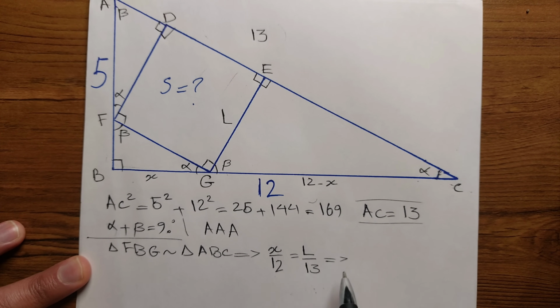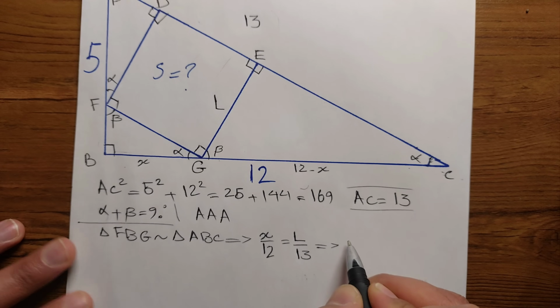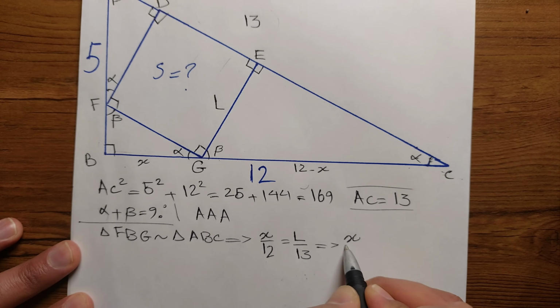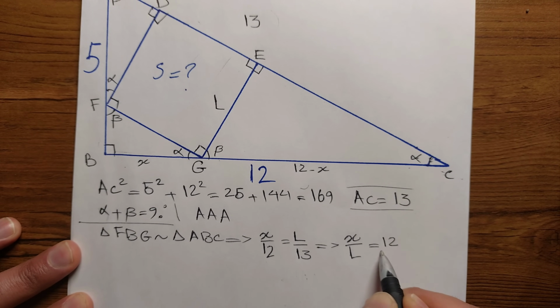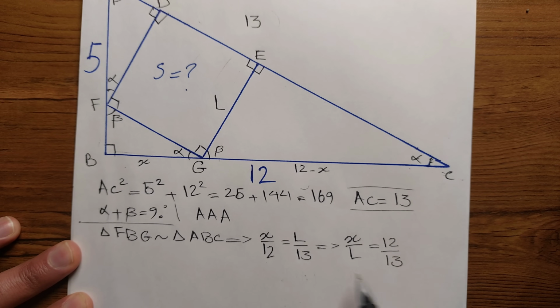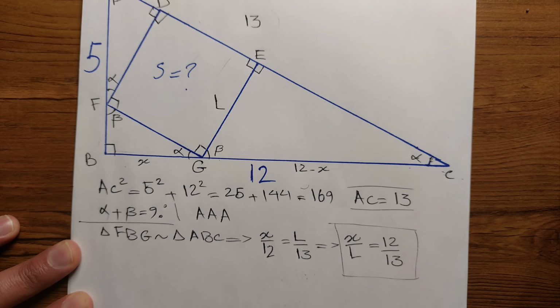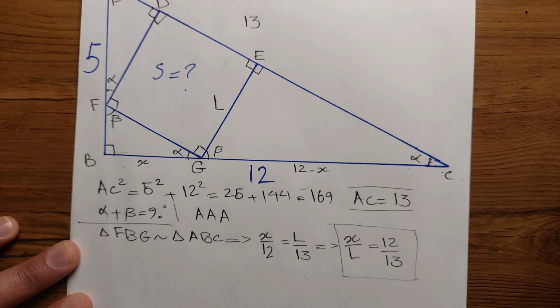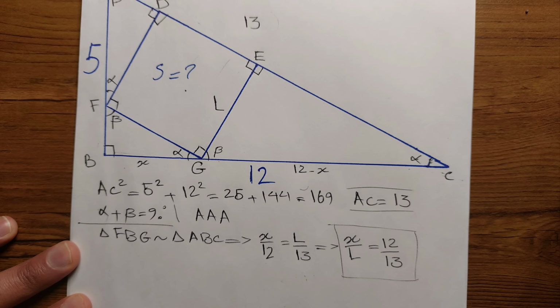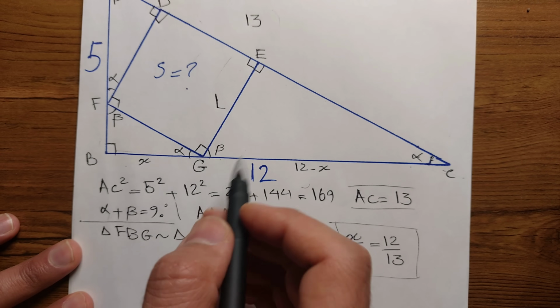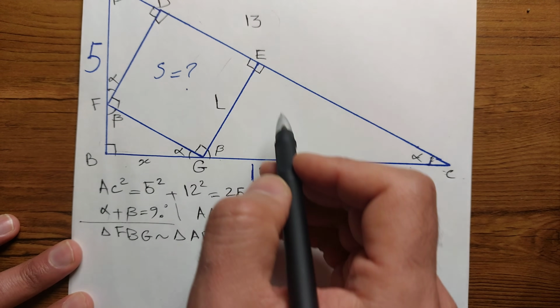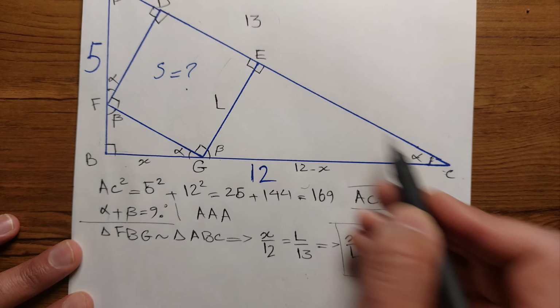In other words, let's rewrite it in this way: X over L equals 12 over 13. So this is probably the most important relationship that we wanted to reach. Now, this makes it much easier in the next steps. So let's write another similar proportion. Let's take this triangle into consideration.